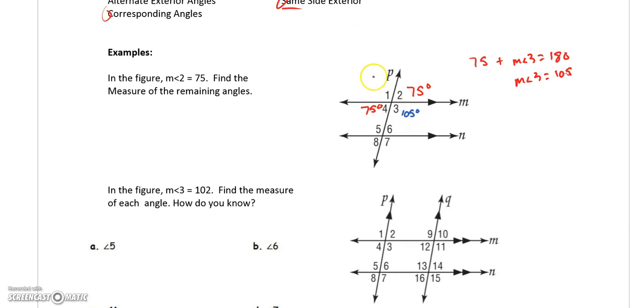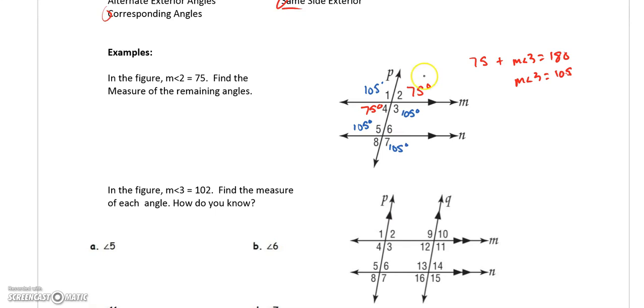And 3 and 1 are vertical angles. I have an X, right? 1, 2, 3, and 4. I create an X there between line P and line M. So 105 is angle 1. Next, I can use the relationships that we just talked about. So angle 3 and angle 5 are alternate interior angles. They will be congruent. Angle 5 and angle 7 are vertical angles. They will be congruent.